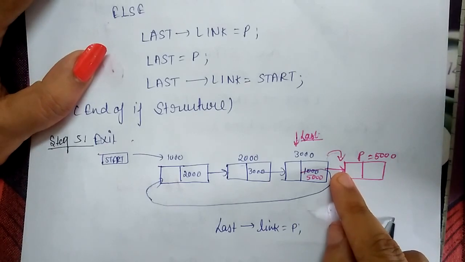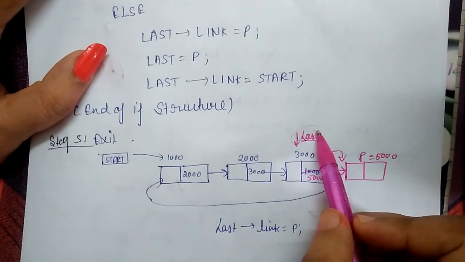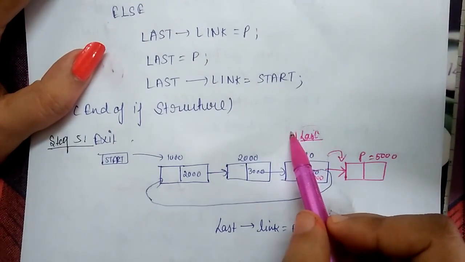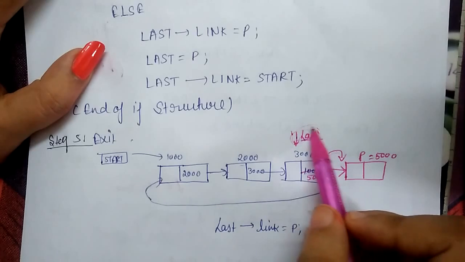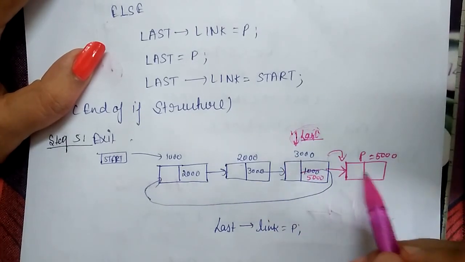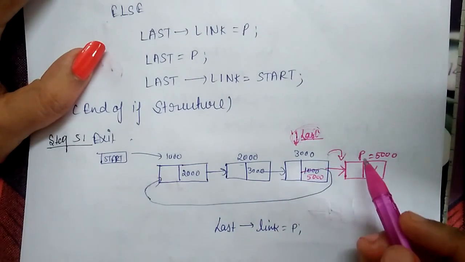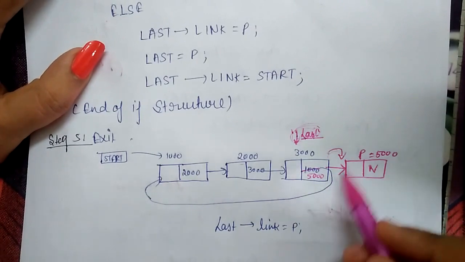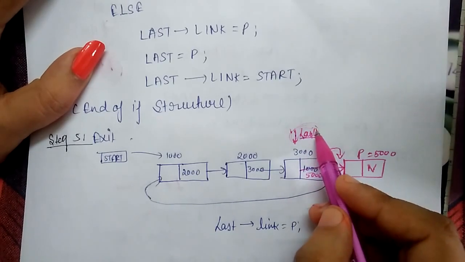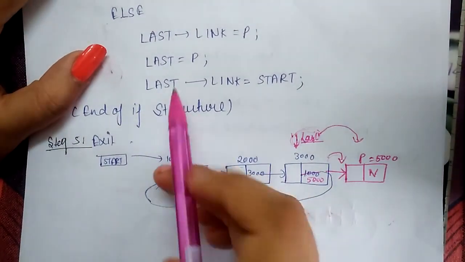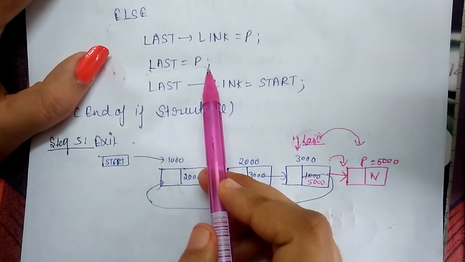But we have to modify two more links. As we all know, in the circular linked list the last pointer variable always points at the last node in the linked list, but right now last is pointing at the second last node, because we have created one node at the end of the circular linked list. This is the last node now, so last should point at the last node of the linked list. So we will modify the last pointer: last will point at P.